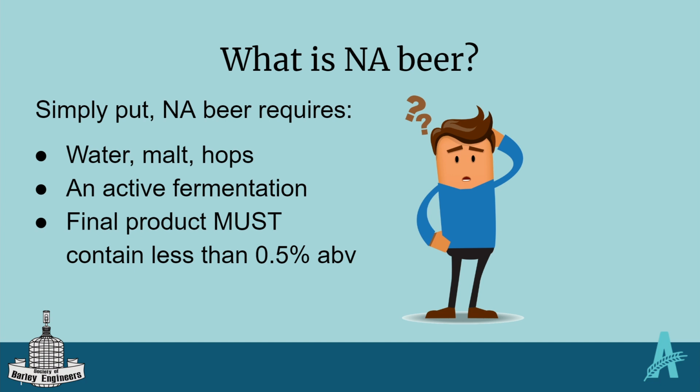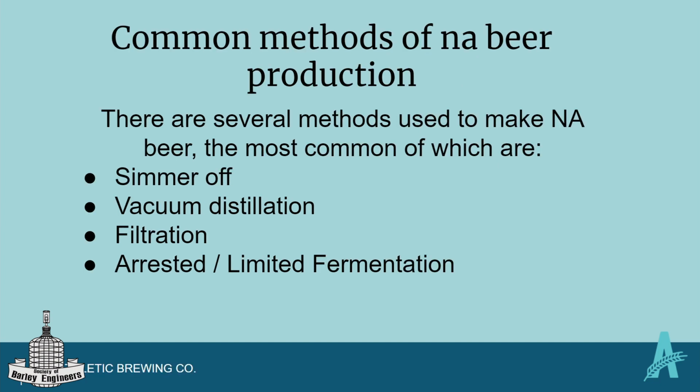But going into that, I want to get into some common ways that we produce them. There are a few different ways we can go about it. The most common are simmering it off, vacuum distillation, filtration, and then arrested and limited fermentation.